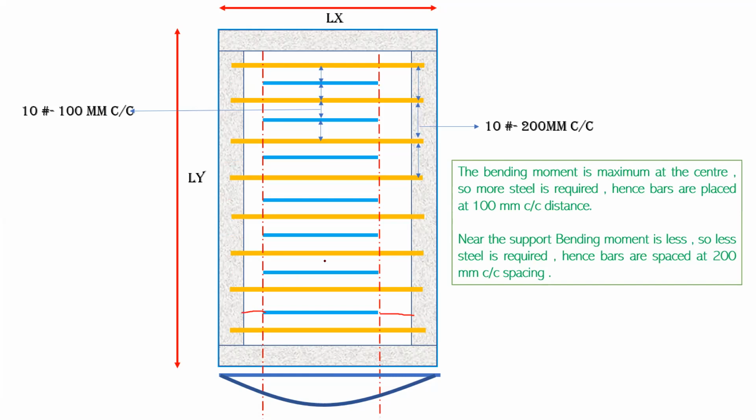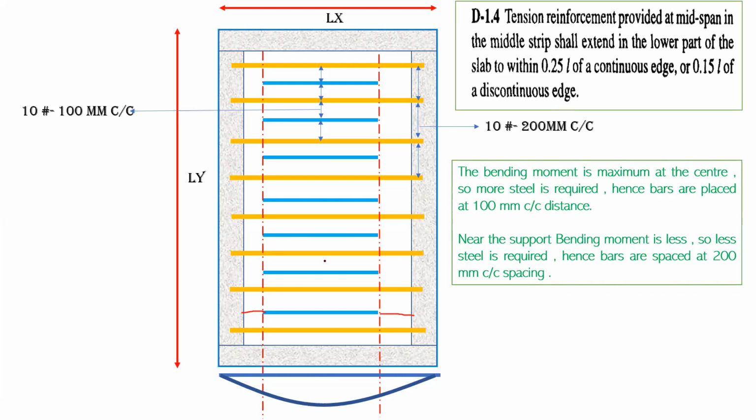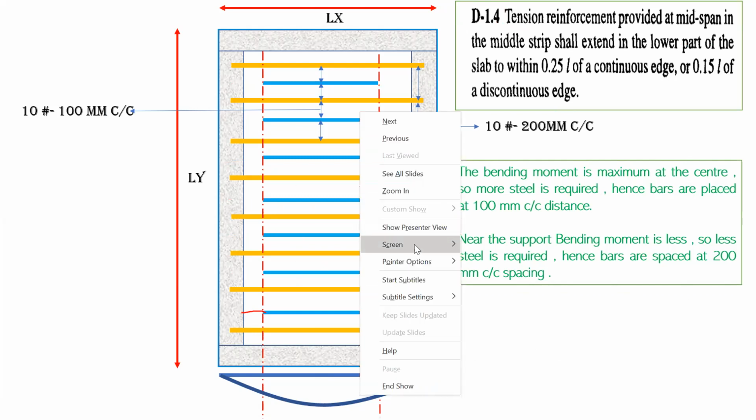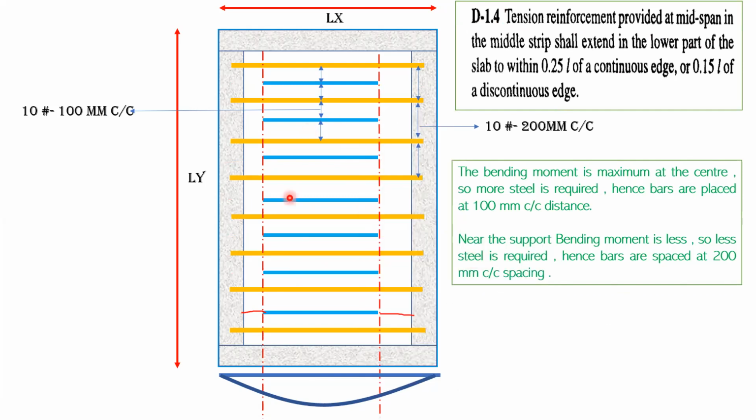We can see that from the IS 456 2000 code book. If you go to Annexure D, it is mentioned here: tension reinforcement provided at the mid span, in the middle strip, shall extend in the lower part of the slab to within 0.25 of the continuous edge. Right now we are not doing the continuous edge. Let us consider there is no other slab on all four sides. It is a discontinuous edge.